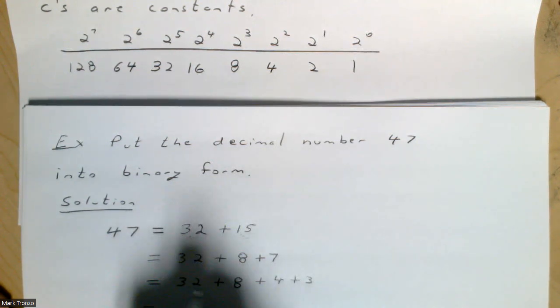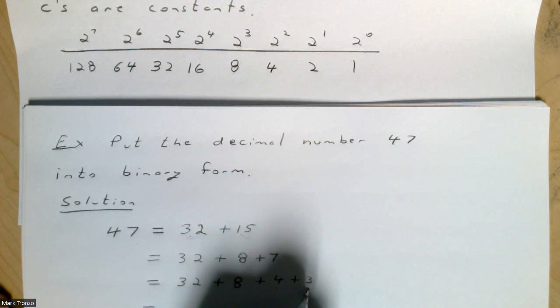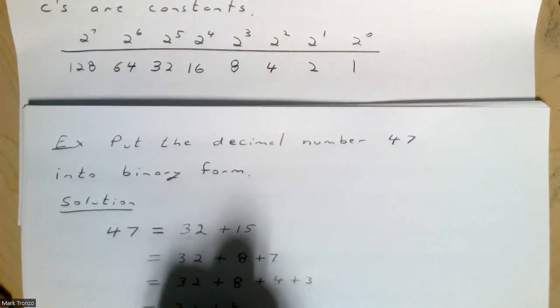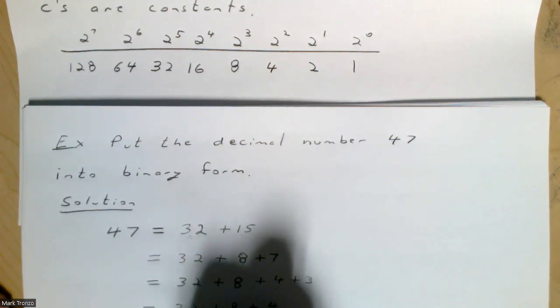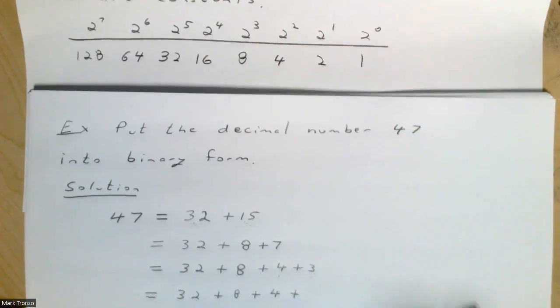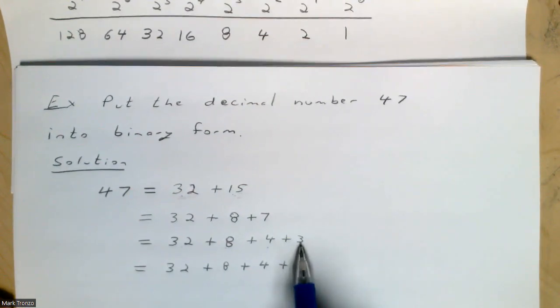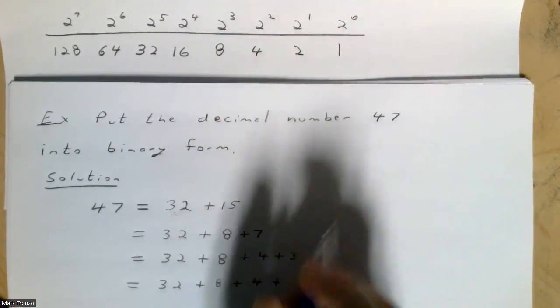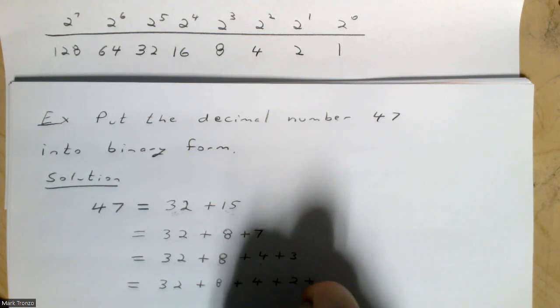So again, this and this are all powers of 2. So let's take, what can we take out of 3? Obviously, the biggest power of 2 that we can take out of 3 is going to be 2. And then we're left with 1.